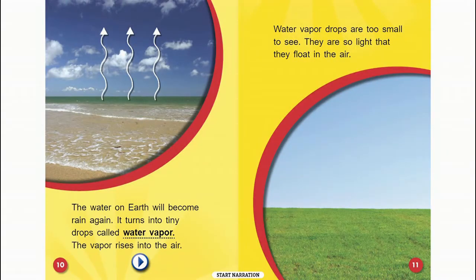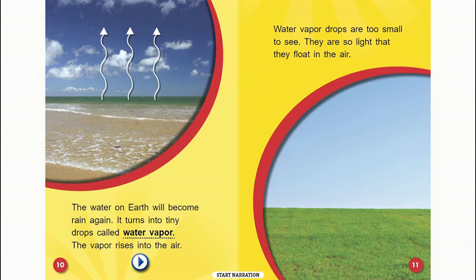When the water on the earth becomes rain again, it turns into tiny little drops called water vapor, a gas. Like air is a gas, water vapor is a gas. You can't see it, you can't smell it, you can't taste it. The water turns into water vapor. And the vapor, the gas, rises up into the sky.